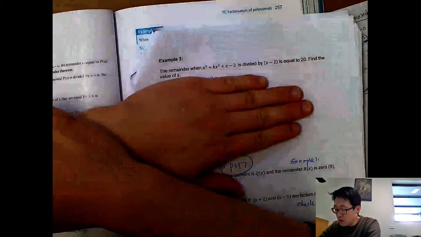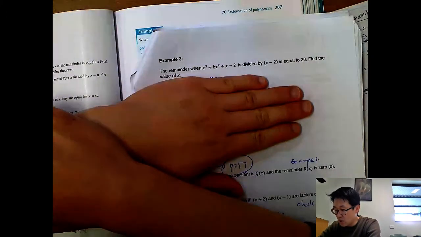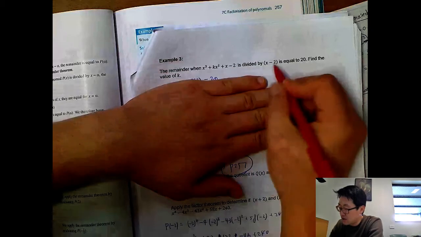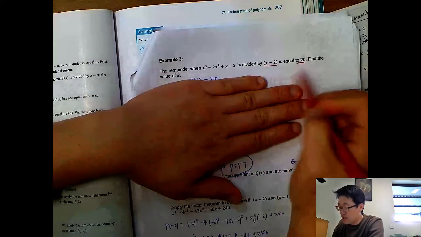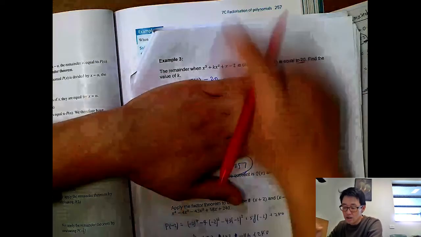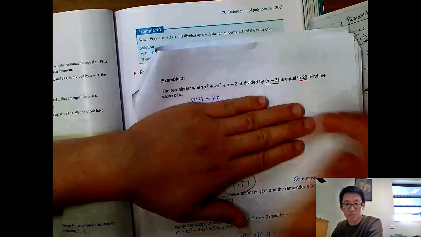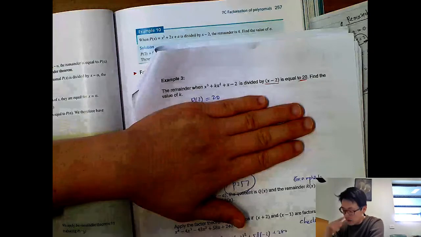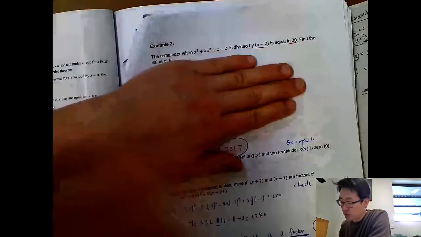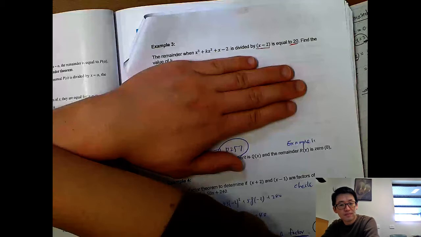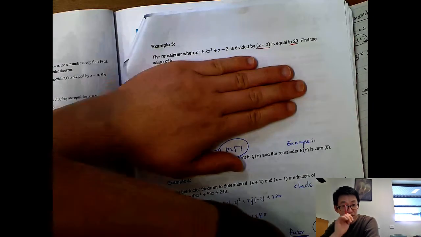The remainder when x cubed plus k x squared plus x minus 2 is divided by x minus 2 is equal to 20. Find the value of k. It is basically same as example 10. It's a very similar one. Can you do it first? Pause it and do it.